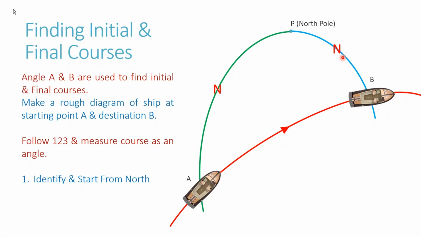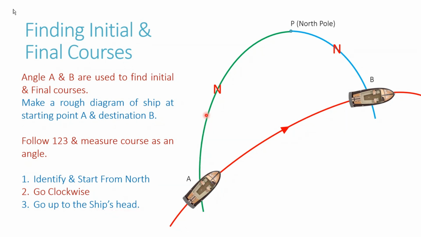So this is step number 1. Identify and start from north. Now moving on to step number 2. We have to go clockwise from here, that is from the north direction. We have to go clockwise. And in step number 3, we have to go up to the ship's head.